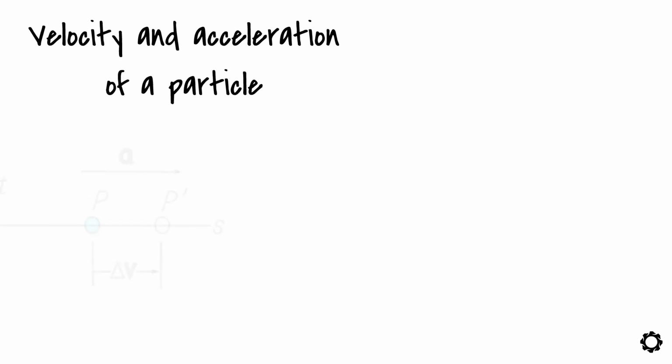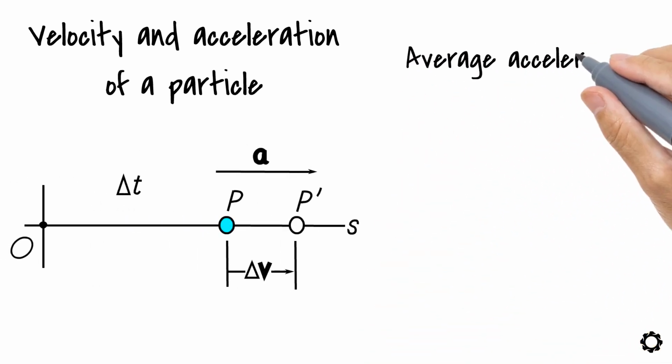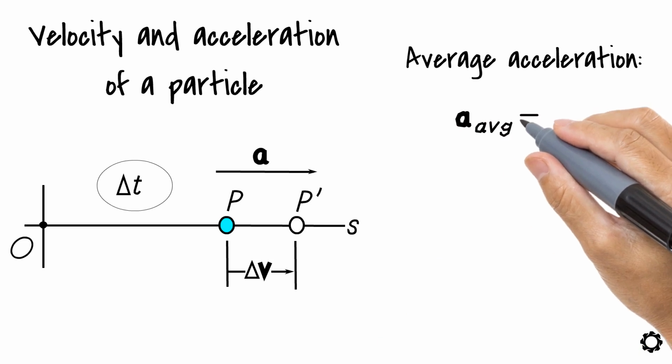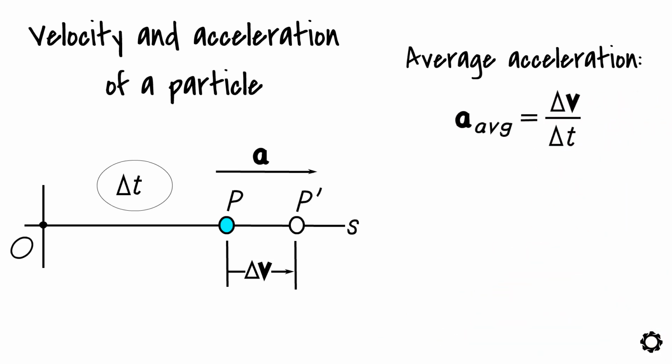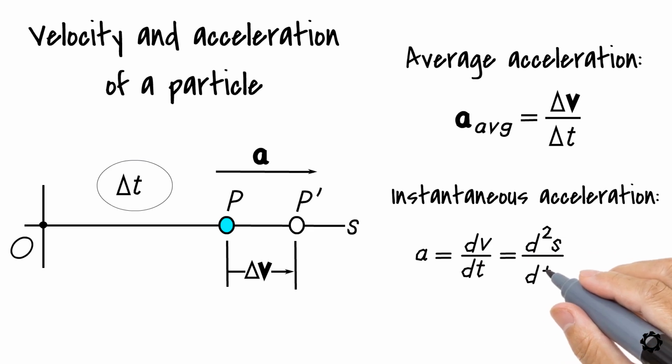Likewise, if we know the velocity of the particle in points P and P', we can represent the average acceleration of the particle in mathematical expression during the time interval as follows. A average equals delta V by delta t. We could also solve the instantaneous acceleration of a particle from the following scalar equation. A equals dv by dt equals d2s by dt2.